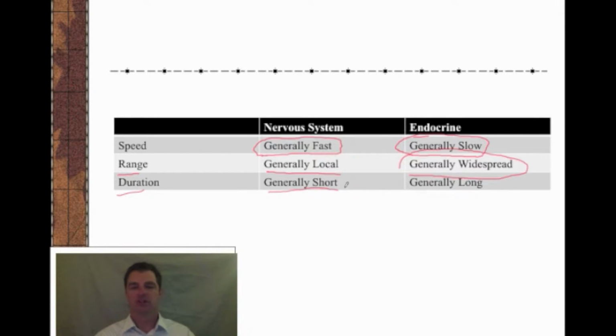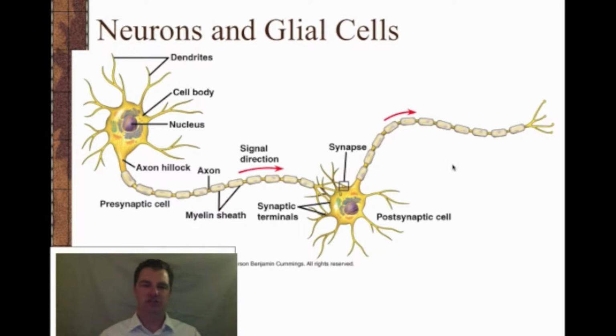And then in terms of the duration, how long it happens, the nervous system tends to be very short. So if you want to continue the nervous response, you have to send another nerve impulse or another action potential, which we'll talk about. So it's generally short. It's designed to be really quick, but short-lived, whereas the endocrine system usually takes a while to get going, but then its effects tend to last for a lot longer. Okay, so those are some differences between the two systems.